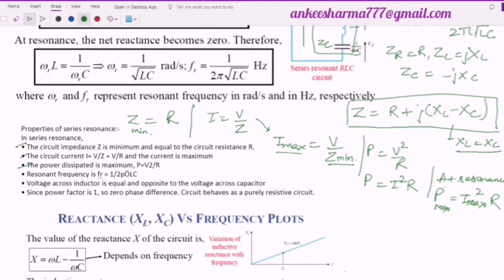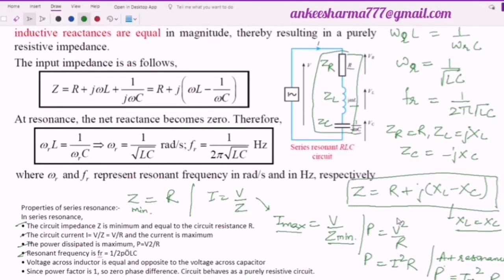Current is maximum, but the impedance is minimum. Fourth one is the resonant frequency. This we have already obtained: it is equal to 1 by 2 pi root of LC. The next one is that the voltage across the inductor is opposite to the voltage across the capacitor. Yes, it is very right, because resonance tells us about the rate of change of energy between the energy storage elements, the inductor and the capacitor, because we have two energy storage elements here. One is this inductor and the second is this capacitor.